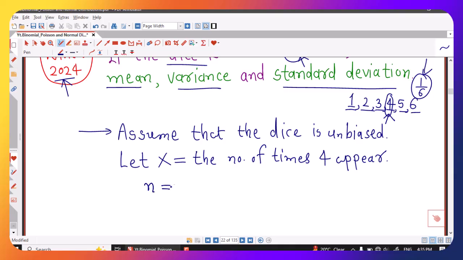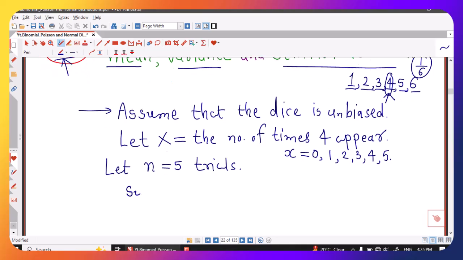They are considering total 5 times throwing. So we consider that n equal to 5 trials, and because we have n equal to 5 trials, the possible values of random variable X are: out of those 5 trials, we do not get 4 in any trial, that is, the number of times 4 appears is 0. Similarly, we can have number 4 one time, two times, three times, four times, up to 5.